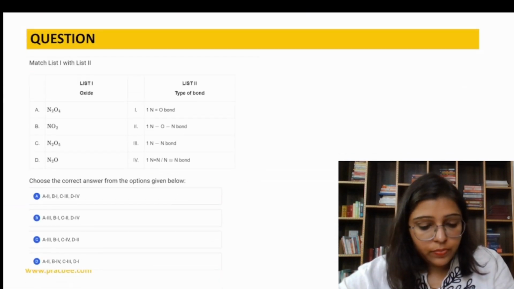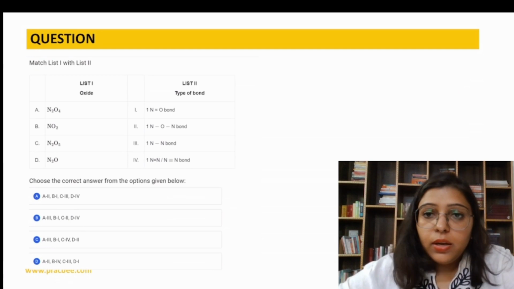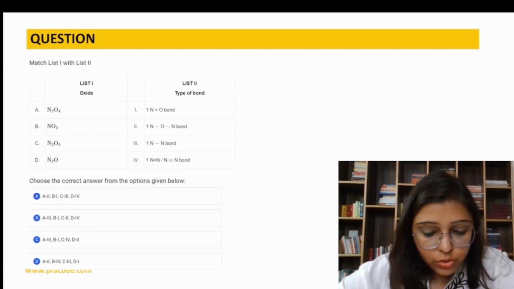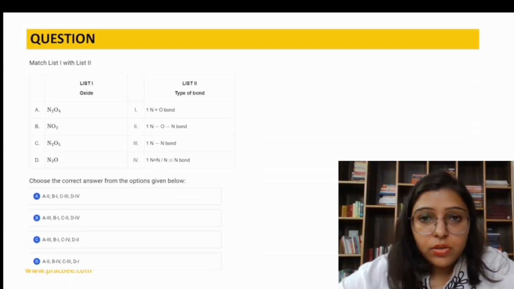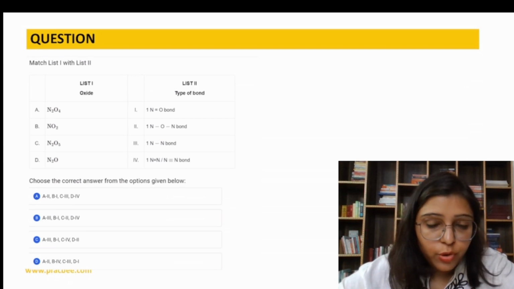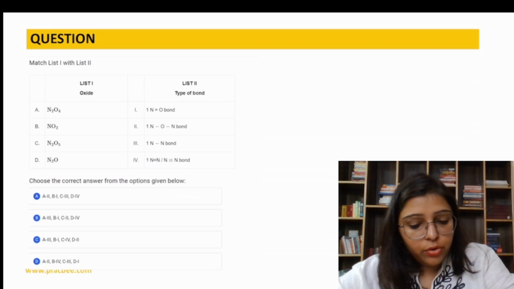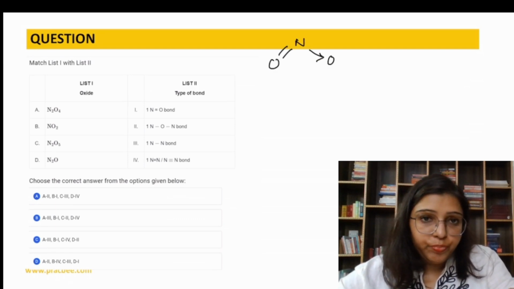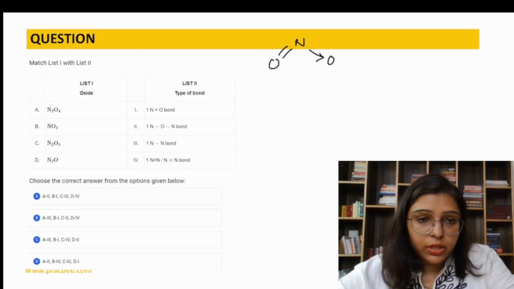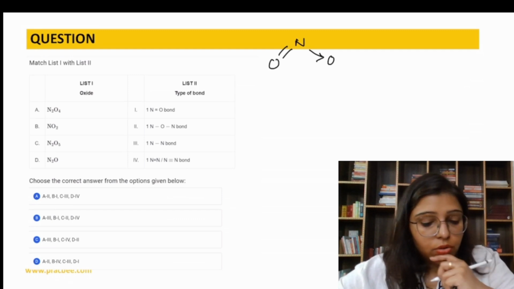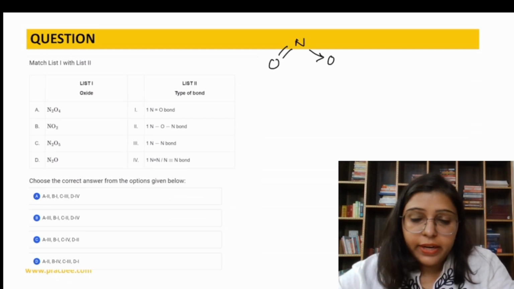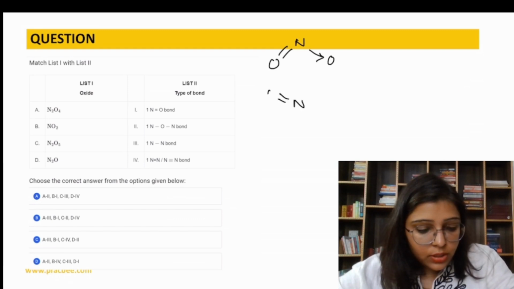It does not exist. Now see, match list 1 with list 2. So we have N2O4, NO2, N2O5 and N2O. So we have to find out the types of bond that we have in these structures. So it's very easy. If I want to form the NO2 structure now, it is going to be this, because nitrogen can form 3 bonds. Nitrogen can form maximum 3 bonds.